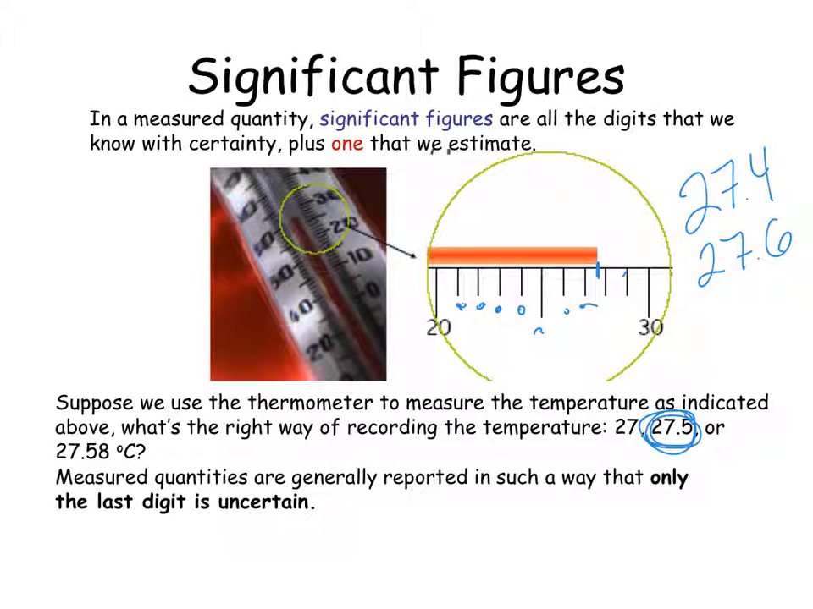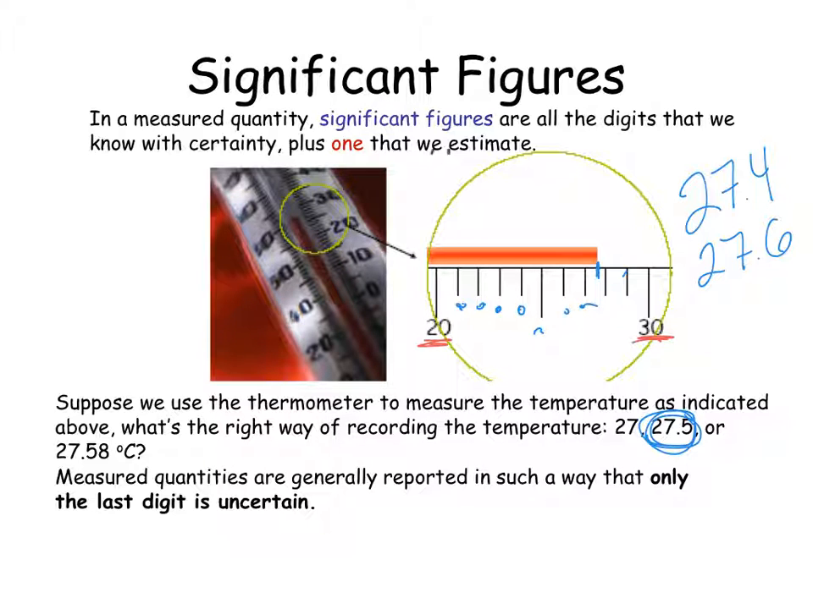So if we follow this rule that measured quantities are reported so that only the last digit is uncertain, that means that if we look at the number that is reported by someone's measurement, we know something about how good the tool was. If the temperature value that was reported was just 27, then we would know that on the thermometer there were just the 20 mark and the 30 mark, and we would know that the 7 was an estimate.